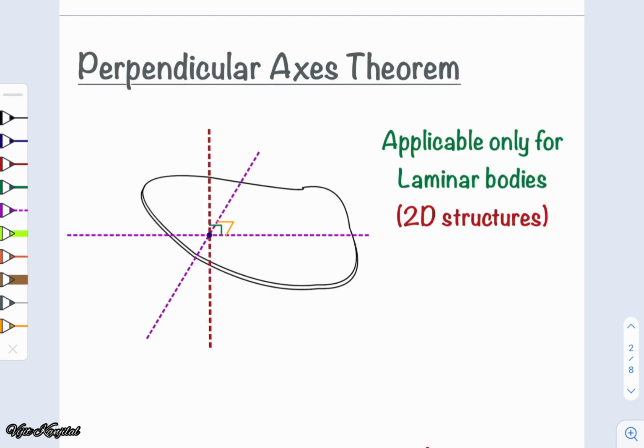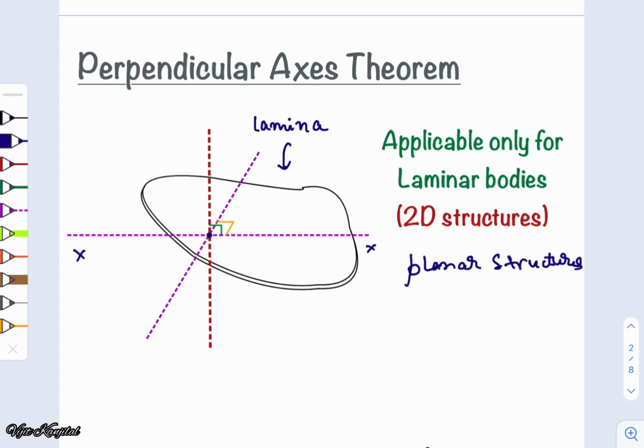First of all, there is a disclaimer that the perpendicular axis theorem is applicable only to laminar bodies. And what do we mean by laminar bodies? By laminar bodies, we simply mean 2D structures or planar bodies, that is, the bodies which lie in a single plane. So in this particular figure, we are given a planar body, and these planar bodies are generally called laminas.